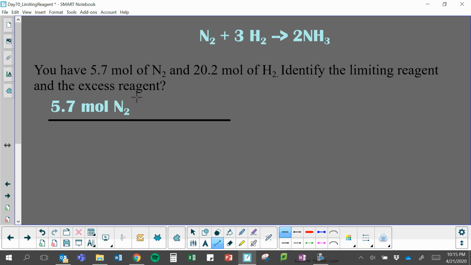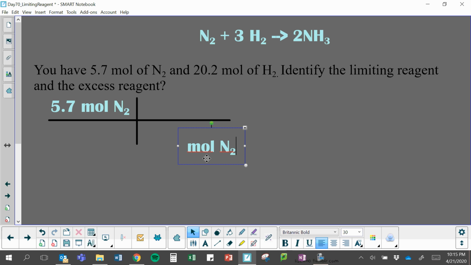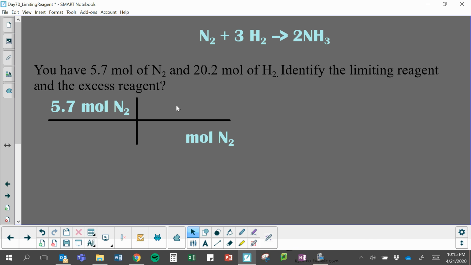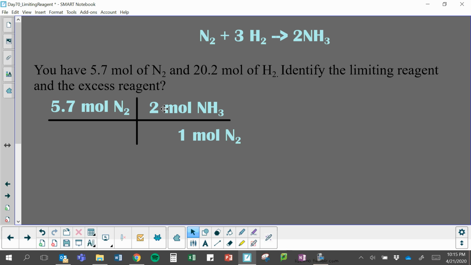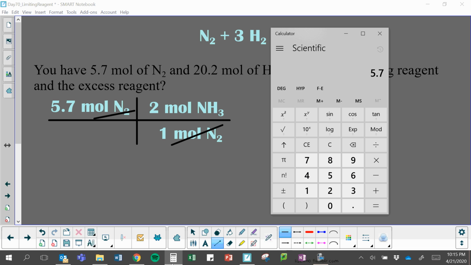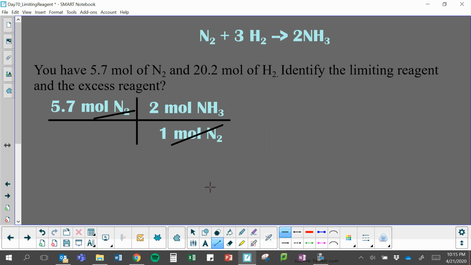So we would set up our chart. We'll put moles of N2 on the bottom. We will put moles of NH3 on the top. And then again, from our equation, we have 1 mole of N2 making 2 moles of NH3. That makes these cancel. We can put that in our calculator. 11.4, but we only have 2 sig figs. This is actually just going to be 11 moles of NH3.